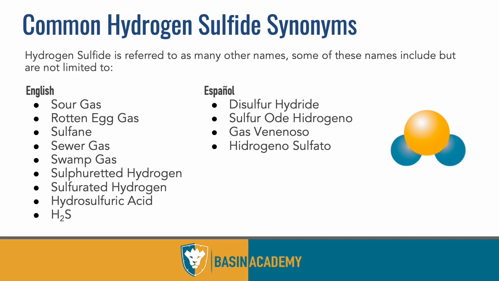It depends on what career, industry you're in. It also goes by sour gas, very common in oil and gas. Rotten egg gas, more kind of common. Sulfane, sewer gas, swamp gas, sulfuretted hydrogen or sulfurated hydrogen, hydrosulfuric acid, and as we know, H₂S. In Español, disulfur hidride, sulfuro de hidrógeno, gas venenoso, and hidrógeno sulfato. So those are your Spanish synonyms, just for those of you who are Spanish as a first language.